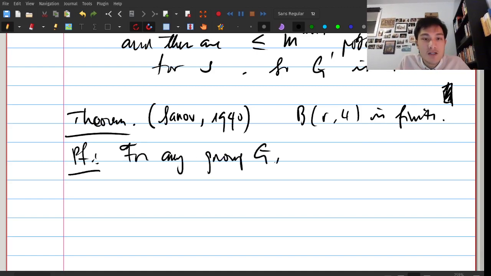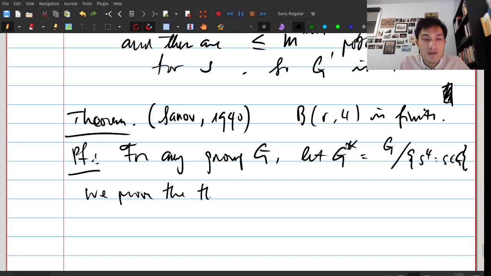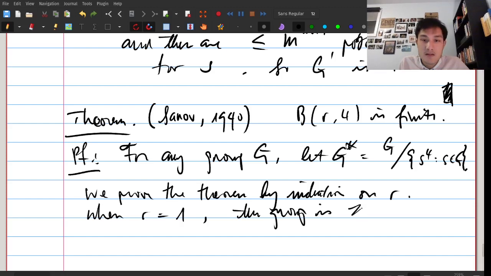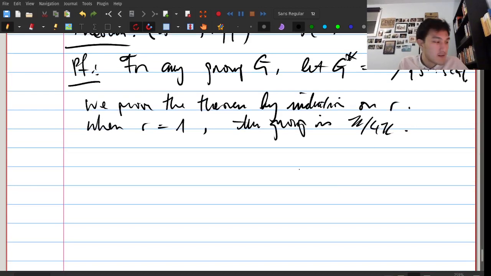group G, let G star equal G mod out by s to the 4 for all s in G. Okay, and so we prove the theorem by induction on R. When R equals 1, there's one generator and it has order 4. The group is Z mod 4Z, and that's finite. It's very finite, there are 4 elements.